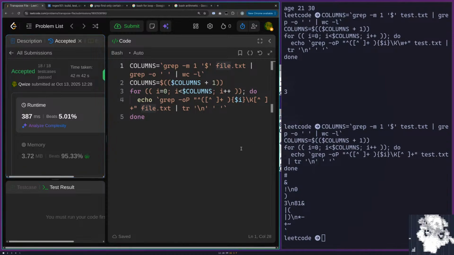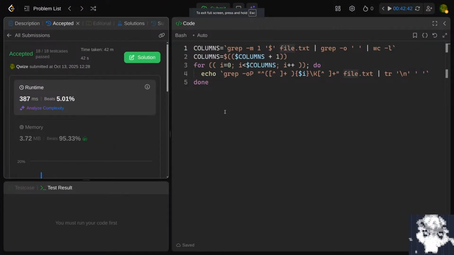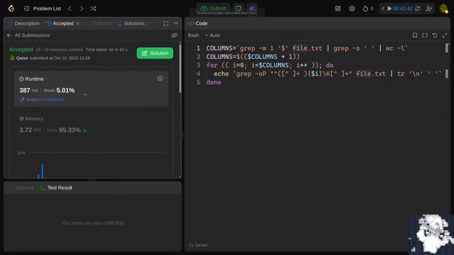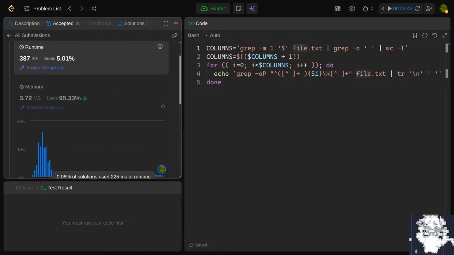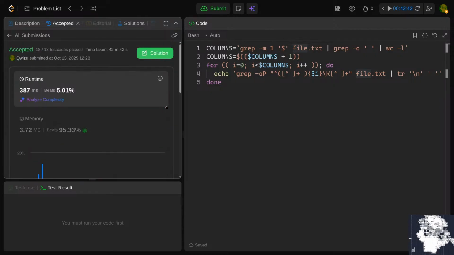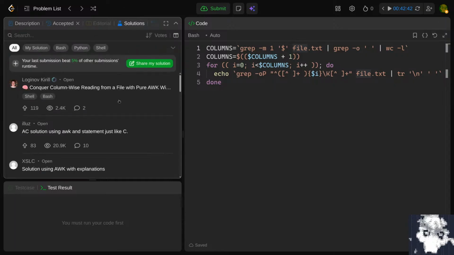All right. That was cool. Oh, wow. We did terribly. Yeah, I guess it is pretty crazy to do it like this. We're just doing like more and more regular expressions. Very curious to see how others did this.